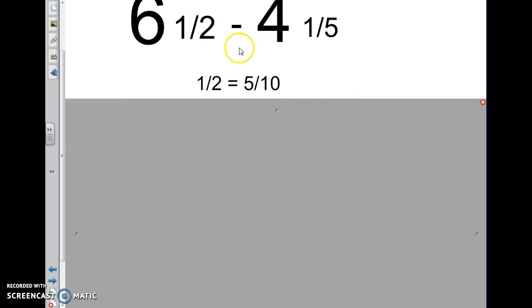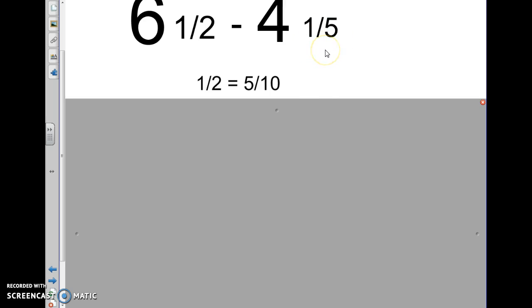Well, I could make a multiple tower and do all that. I happen to know that 2 and 5 share a common multiple of 10. So I want to change 1/2 into some amount of tenths. I know 1/2 is equal to 5/10, because 5 is half of 10. If I multiply 2 times 5, it's 10, which means I have to multiply the top by 5 as well. 1 times 5 equals 5. So 1/2 is the same as 5/10.